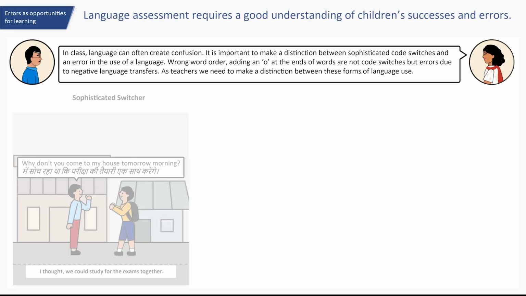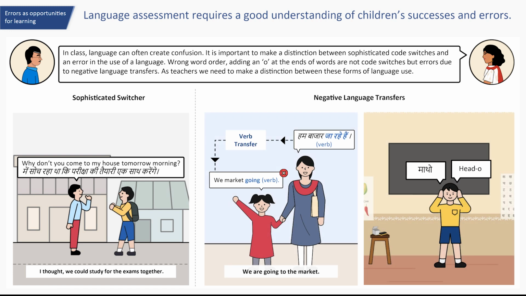In class, language can often create confusion. It is important to make a distinction between sophisticated code switches and an error in the use of a language. Wrong word order, adding an O at the ends of words are not code switches but errors due to negative language transfers. As teachers, we need to make a distinction between these forms of language use.